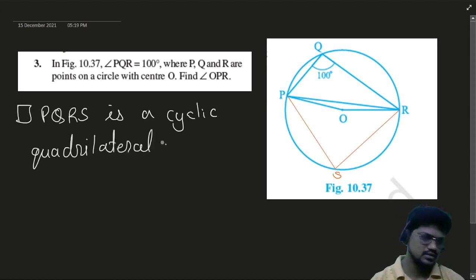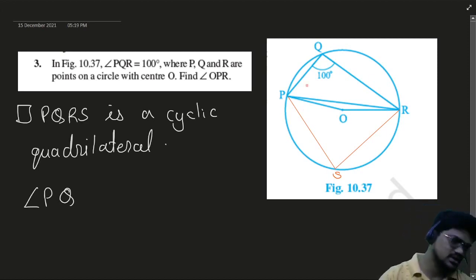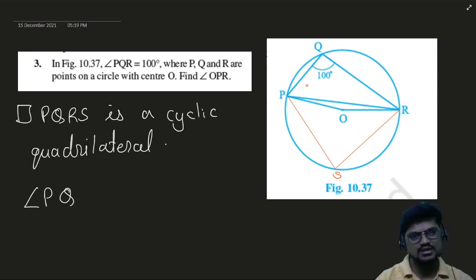It's a cyclic quadrilateral because I have drawn it. See, P, Q, R, S are touching the circle. All the vertices are touching the circle. Then you can say it's a cyclic quadrilateral. Yes, sir, understood.